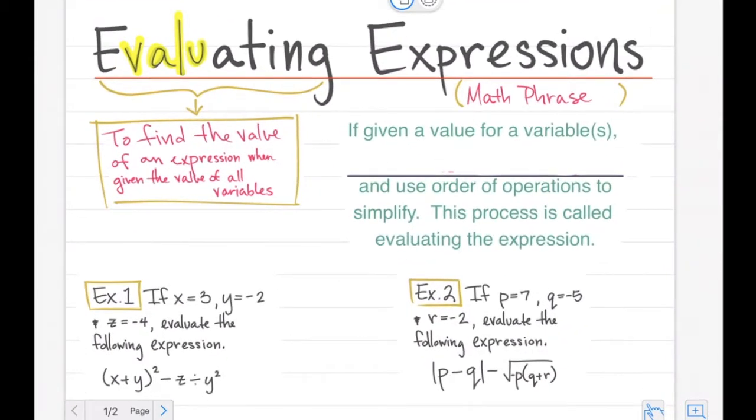So if you are given the value for variables, then all you're going to do is plug those numbers in, or another word for it is to substitute the numbers in, and then make sure you use proper order of operations to simplify. So let's do some examples.